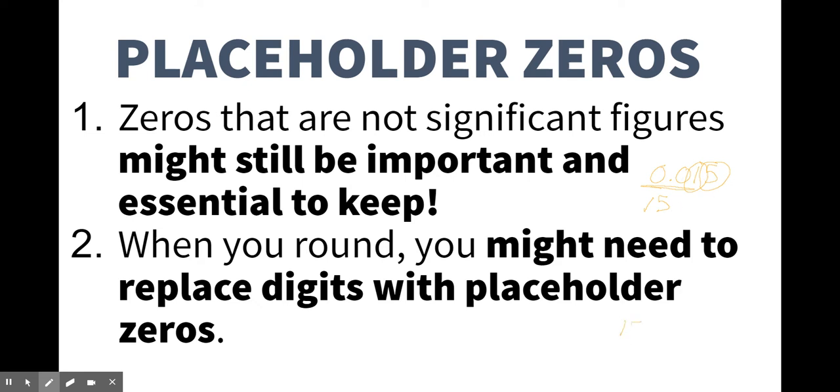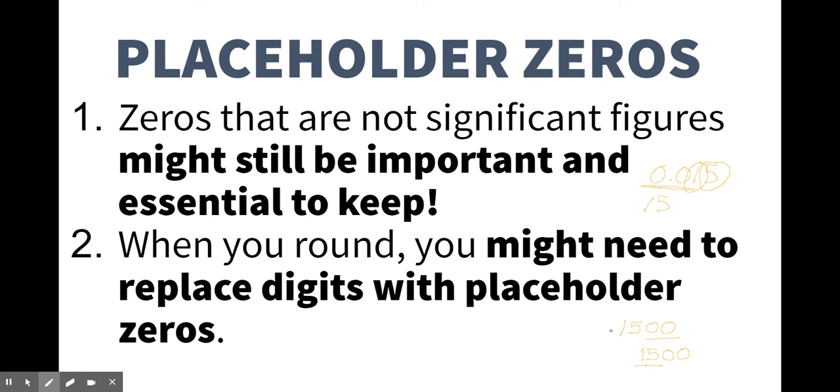Similarly, if the number were 1,500, right? The 1 and the 5 are significant figures. The zeros are not significant figures, but they're important. Just because they're not significant, you can't say, oh, well, this number is basically 15. 1,500 is not basically 15. Those zeros are really important because they keep everything in its place. They keep the 5 in the hundreds and the 1 in the thousands place.